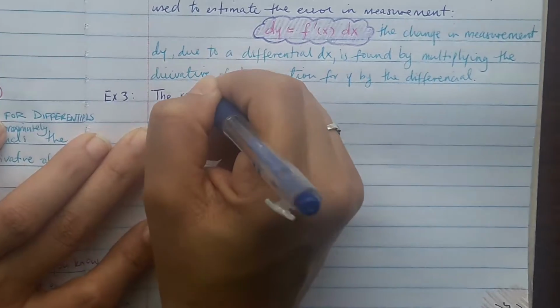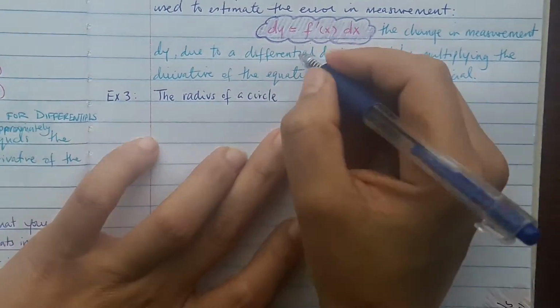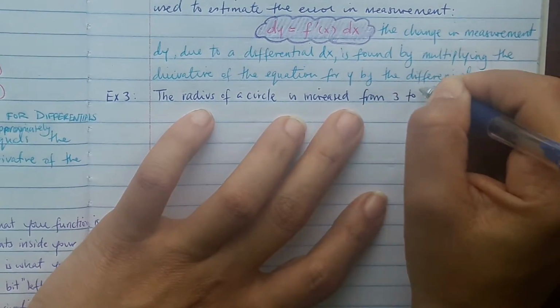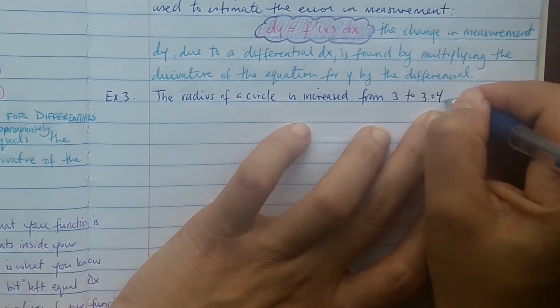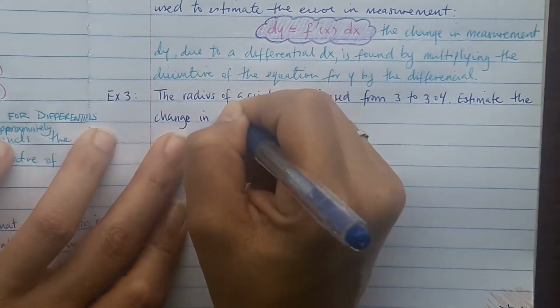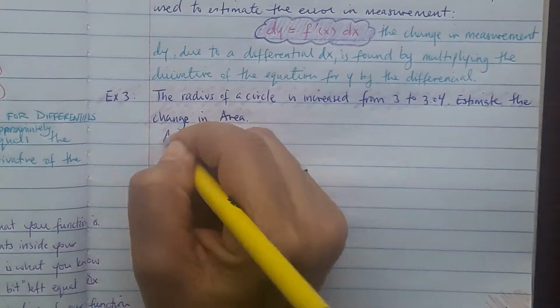So let's take a look at an example doing this. The radius of a circle is increased from 3 to 3.04. Estimate the change in the area. Alright, what are we talking about here? We're talking about area, and we have a circle. So what's the area of a circle?